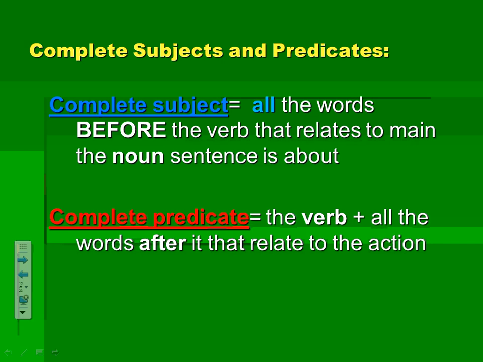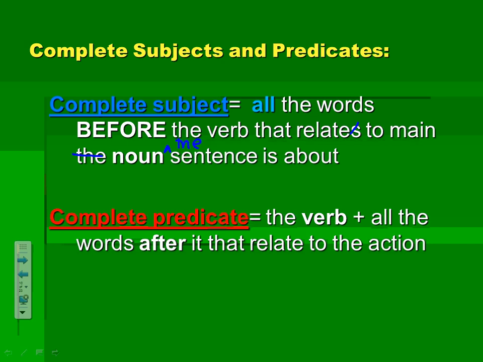As we talked about, we know what subjects are. They are nouns or pronouns, and they are what the verb is doing. So your definition for a complete subject is all the words before the verb that relate to the main noun the sentence is about. So we have a typo there. Please forgive me. See, even your teachers make mistakes. So complete subject, all the words before the verb that relate to the main noun the sentence is about. Okay.